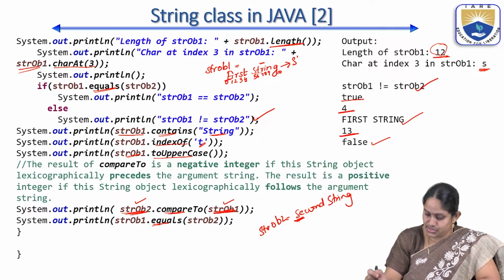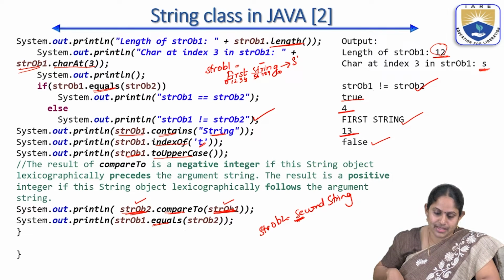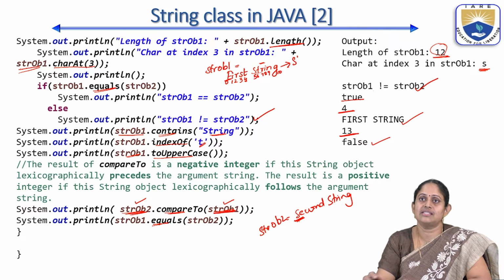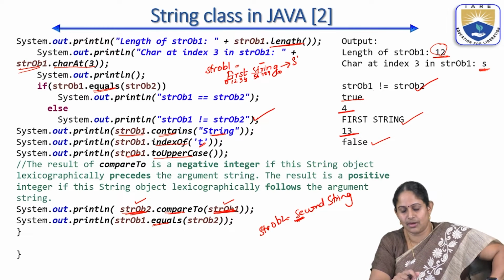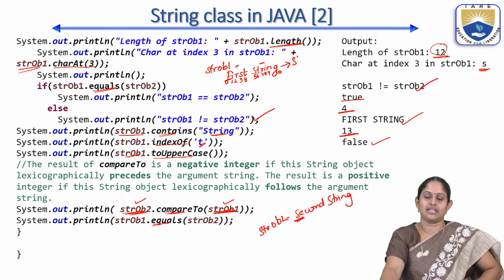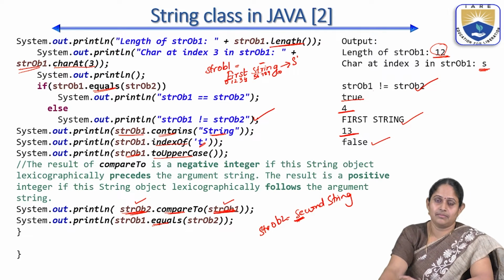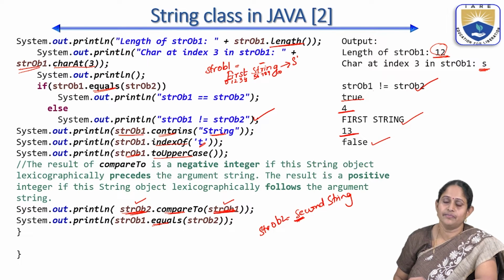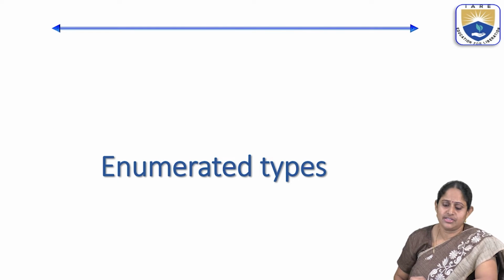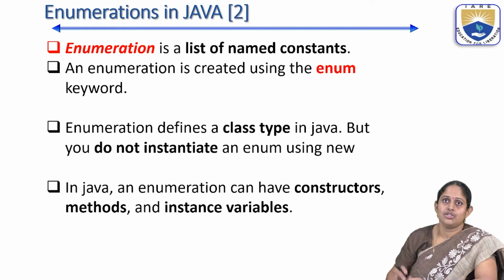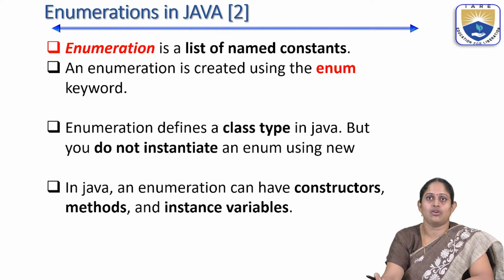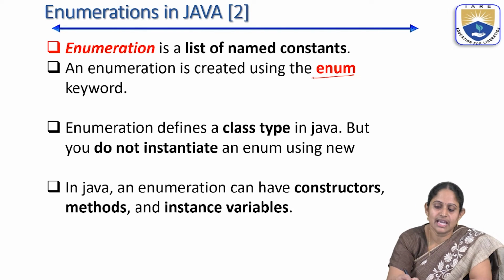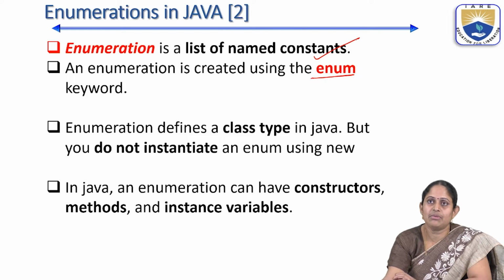So this is about strings. When we create any object of a string class, they are always immutable. We cannot edit the contents of the object created using strings. Next is enumerations. An enumeration is a list of named constants. We create it using the enum keyword.